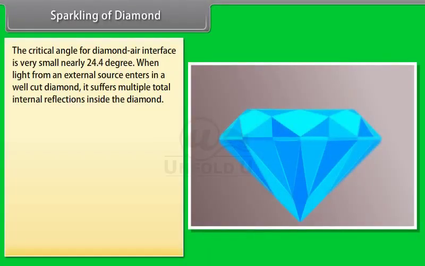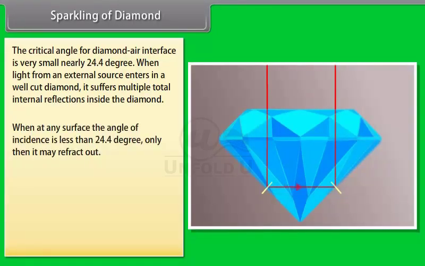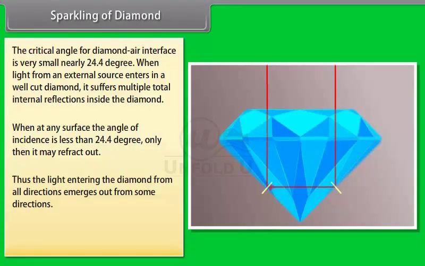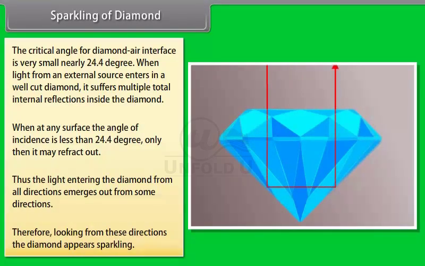Sparkling of diamond. The critical angle for a diamond-air interface is very small, nearly 24.4 degrees. When light from an external source enters a well-cut diamond, it suffers multiple total internal reflections inside the diamond. Only when the angle of incidence at any surface is less than 24.4 degrees may it refract out. Thus, the light entering the diamond from all directions emerges out from some directions. Therefore, looking from these directions, the diamond appears sparkling.